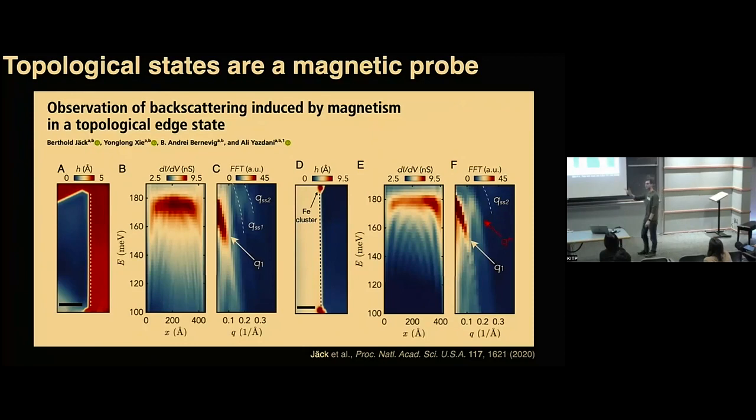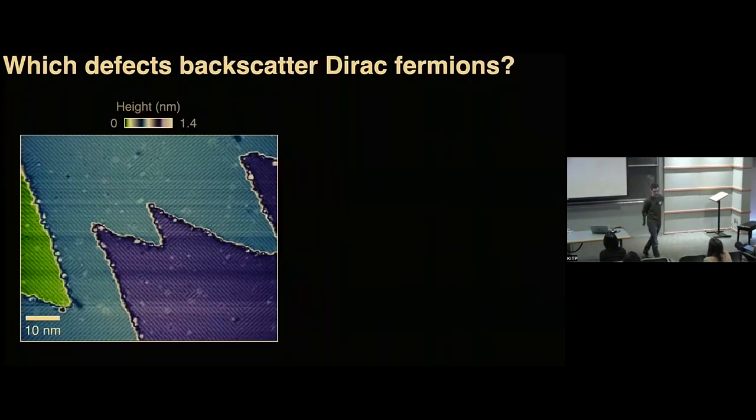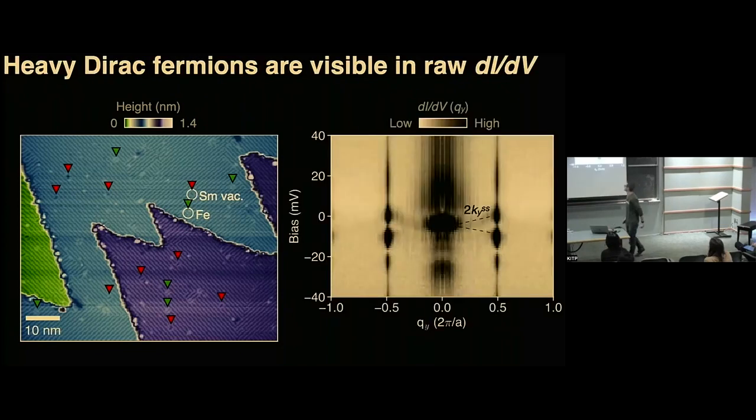So I'm going to invert this argument. I'm going to say if I find a backscattering wave vector, then I can infer that the defect that caused it must have some local magnetism. So here is an area in SmB6 that is three terminations, three terraces of the 2x1 reconstruction. And this area contains 15 well-isolated Kondo holes, either the samarium vacancy type or the iron dopants that I showed you before. In this region, we measured the Fourier transform differential conductance, exactly the same as before.